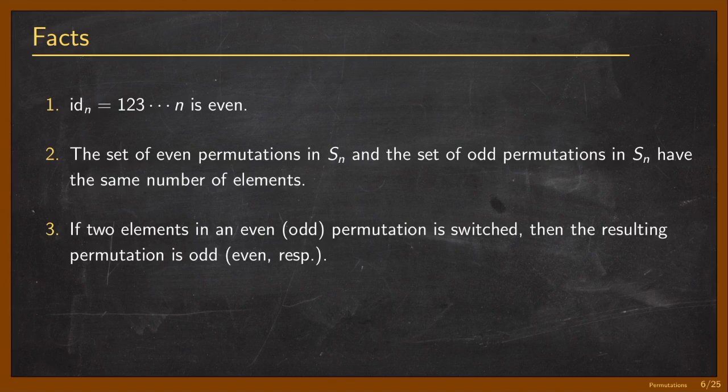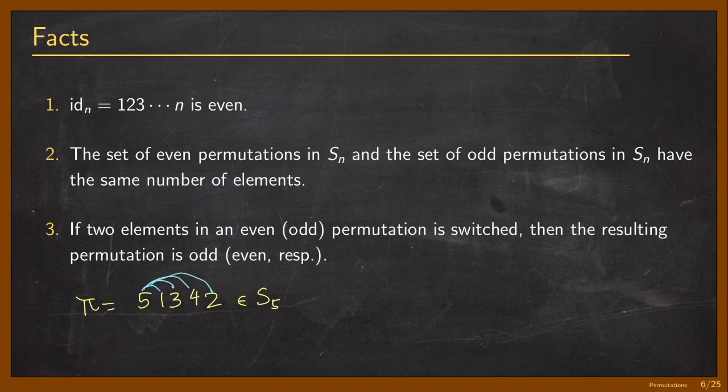Let me just illustrate a particular example. So you have 5, 1, 3, 4, 2. To count the number of inversions, you look for bigger elements found to the left of a smaller element. So for example, 5 is the biggest, so anything on its right is an inversion.